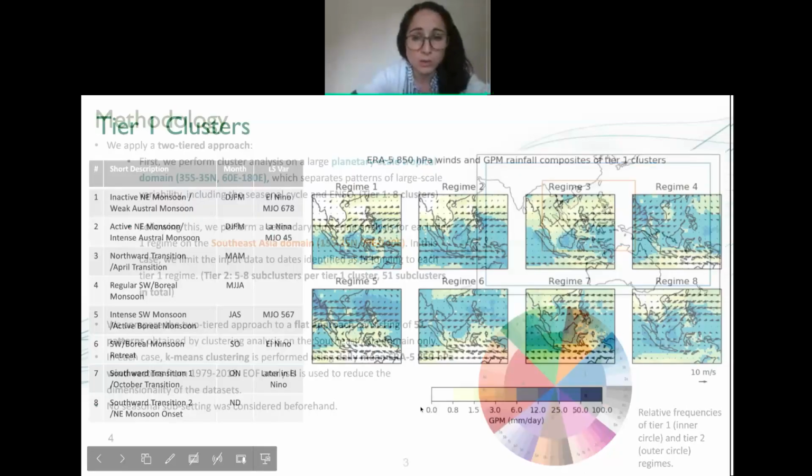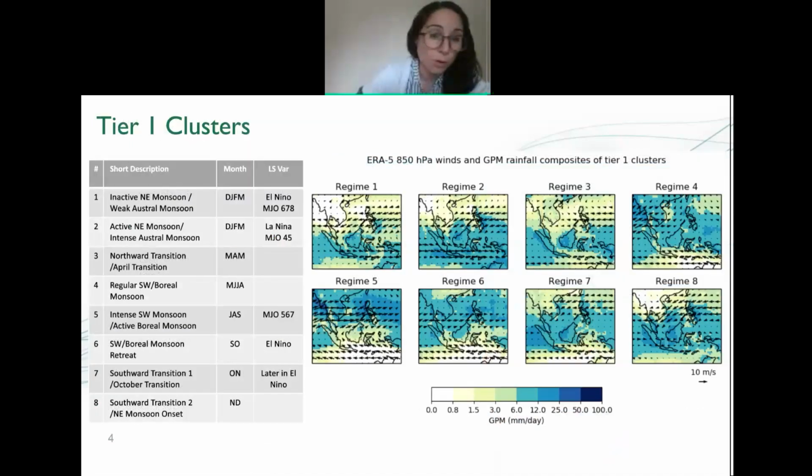So just to give you an idea of the flavors of these patterns, we have here the tier 1 clusters, but only shown over the small domain. So for those of you who are familiar with the climate of that region, you can see that this is basically just describing the overall seasonal cycle of the monsoon activity over the region.